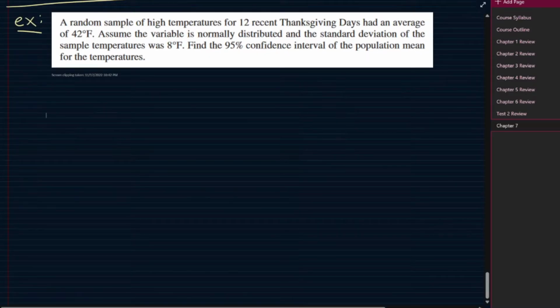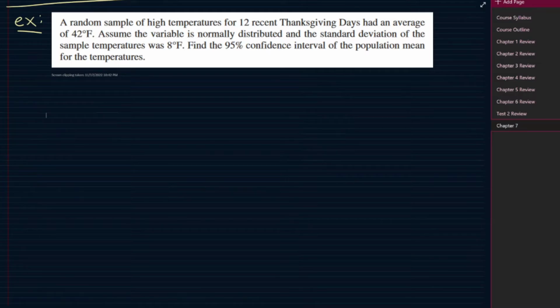Okay, so let's look at this question here from the book. A random sample of high temperatures for 12 recent Thanksgiving days had an average of 42 degrees Fahrenheit. Assume the variable is normally distributed. It has to say that because the sample is less than 30 here. And the standard deviation of the sample temperatures was 8 degrees Fahrenheit. Find the 95% confidence interval of the population mean for the temperatures.